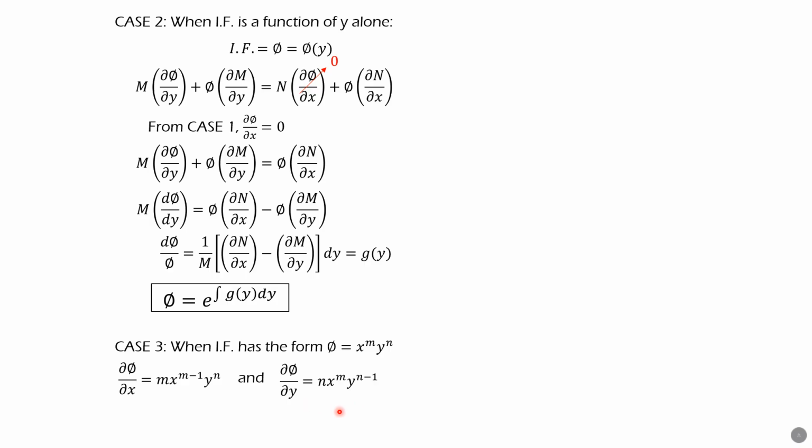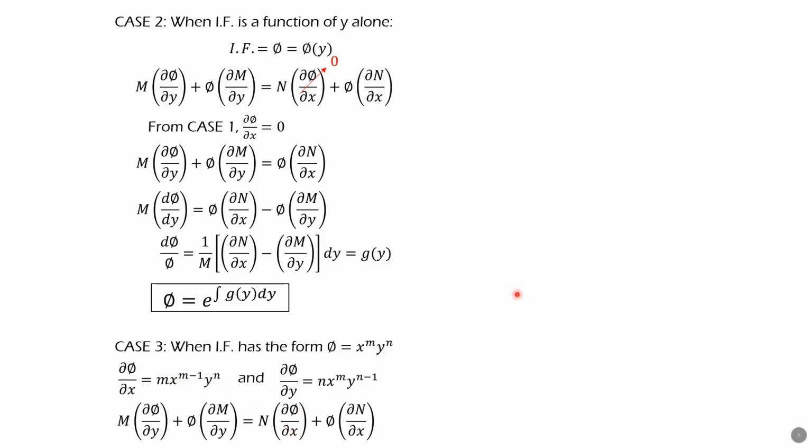So that's the result. We substitute this to this expression here, and this is no longer 0 for this case. So from the above, we copy this, and we substitute the value of the partial derivative of p with respect to y, which is this, and the value of p is x to the m, y to the n, and the partial derivative of p with respect to x, which is this.